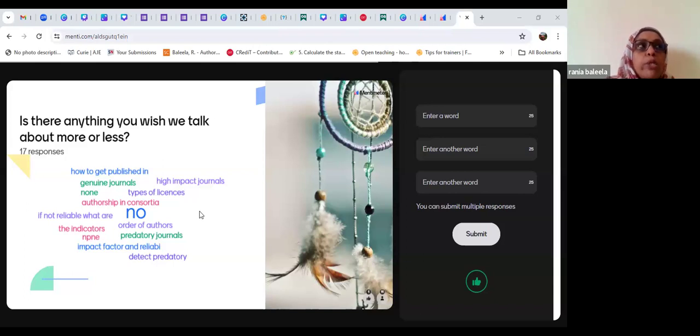And you can choose the license. To know more about how to choose the appropriate license for your output.